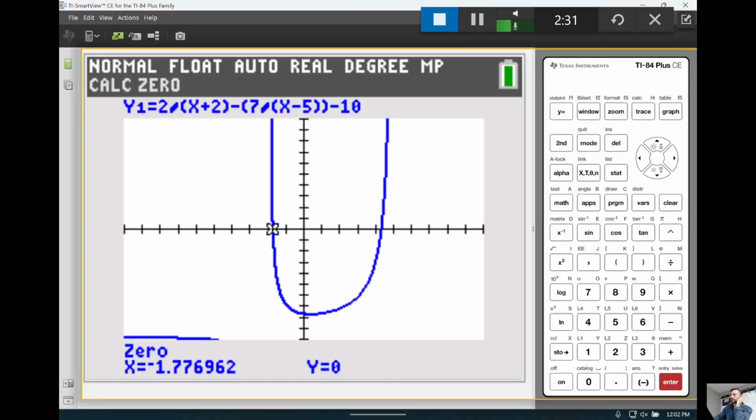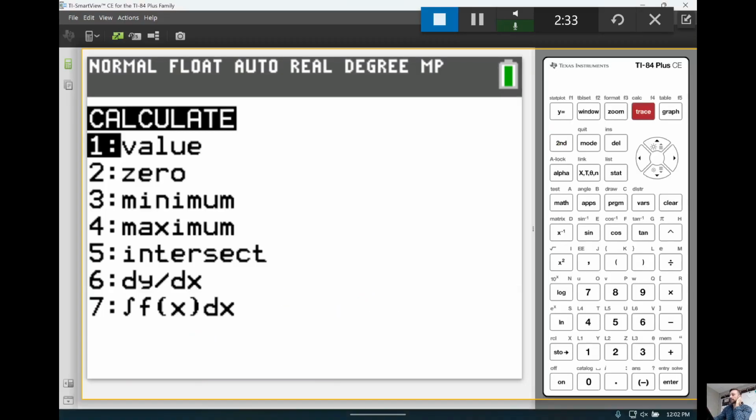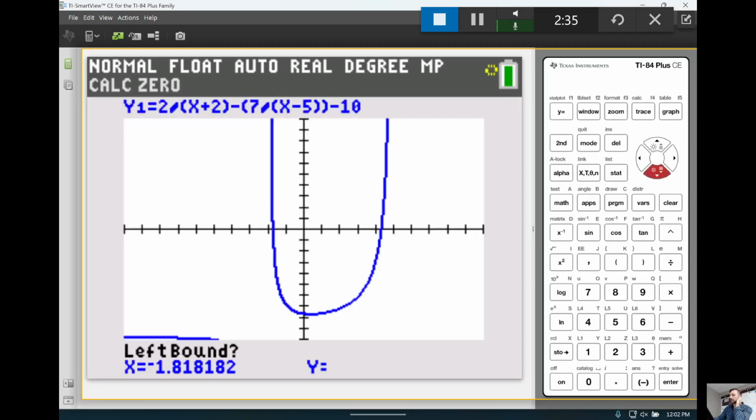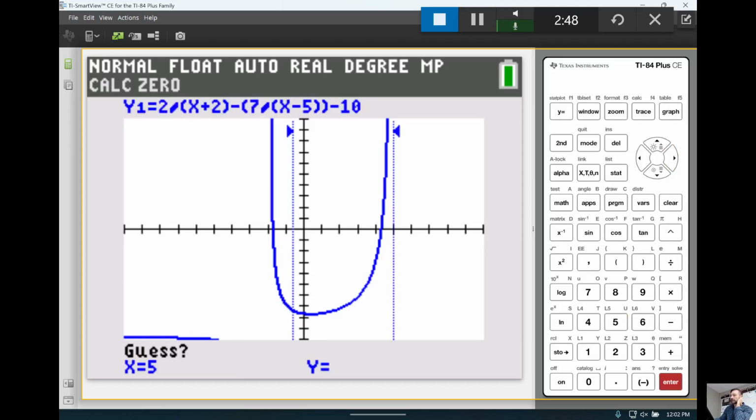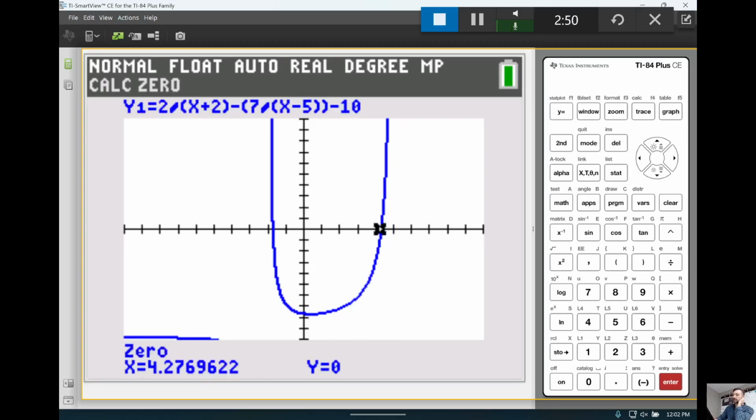And then you've got to do the same thing over here. Trace a 0. Make sure your cursor is somewhere to the left of it before you hit enter. Right bound, move your cursor somewhere to the right before you hit enter. Hit enter to skip guess, and then it will do the rest of the work for you. 4.277.